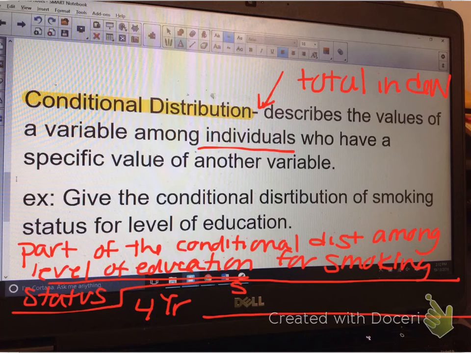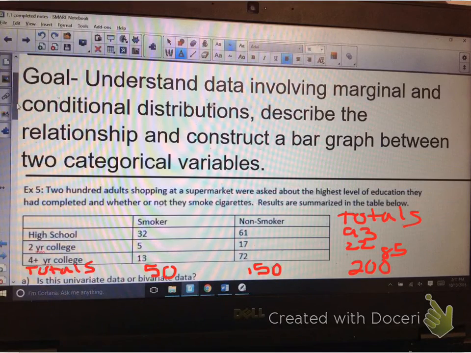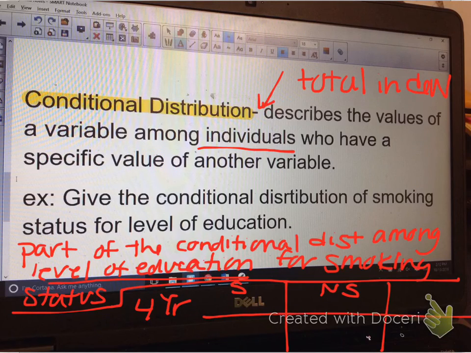And then they're either smokers or they're not smokers. And I'm going to write it as a percent here. So the number of people that smoke is 13 out of 85. So this is a part of the conditional distribution among a level of education. So I'm just looking at the 4 years for smoking. And now I'm finding the percentage here. 13 divided by 85 is equal to approximately 15.29%. Okay?